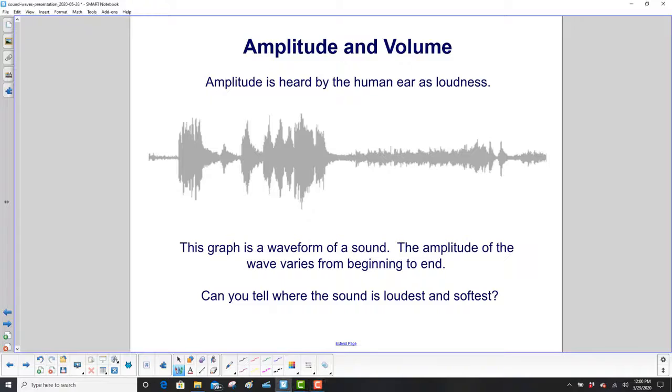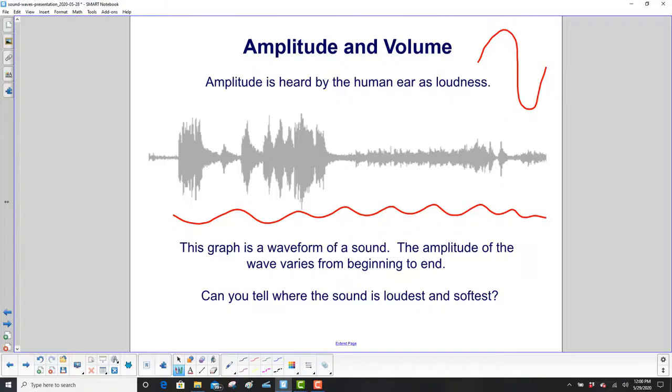Last chapter we talked about the amplitude of waves. Now, amplitude is heard by the human ear as loudness. We have a graph here, the waveform of a sound. Way more complex than just the waves we were drawing last chapter. The graph is a waveform of a sound. The amplitude of the wave varies from beginning to end. Can you tell where the sound is loudest and where it's softest?